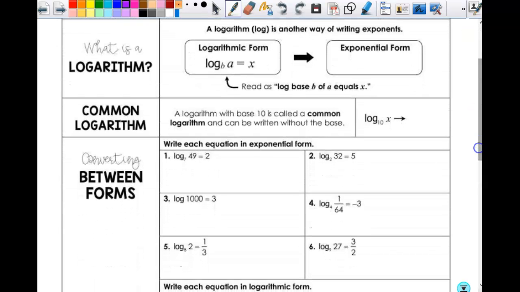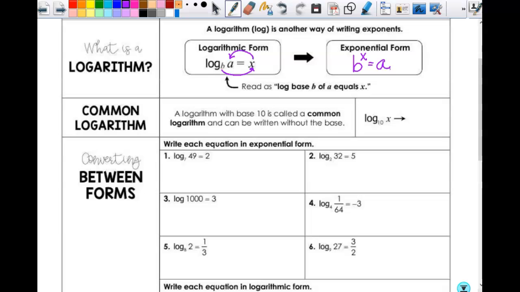Okay, so first thing is, what is a logarithm? Well, a logarithm or a log is another way of writing exponents. So if I have this right here, this is log base b of a equals x. The base of the log is also the base of the exponent, so we can write it in exponential form. The base b here becomes the base of the exponential, and so it's b to the x power equals a. Goes around a little circle like that. Okay. So b to the x power equals a, or log base b of a equals x. Same thing works either way.